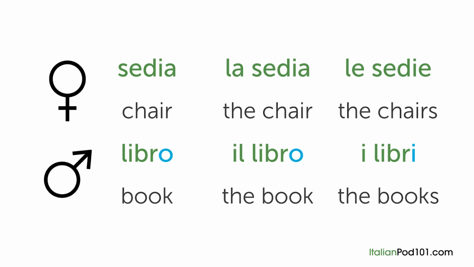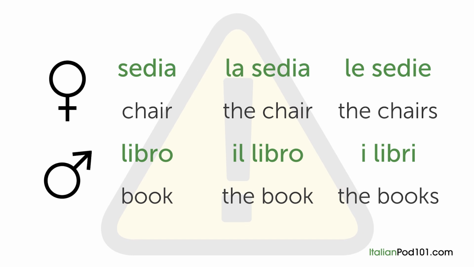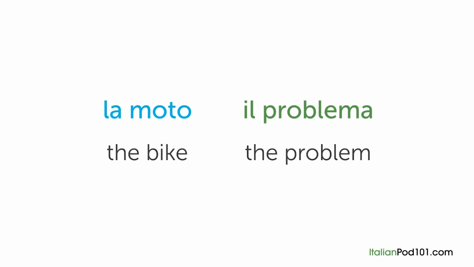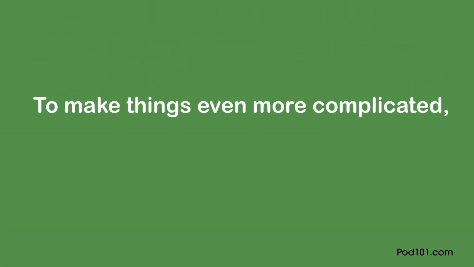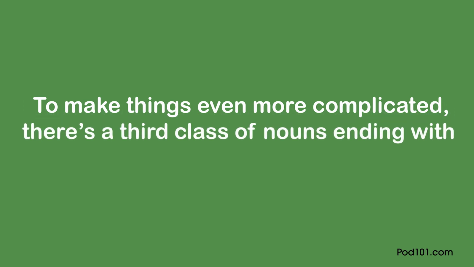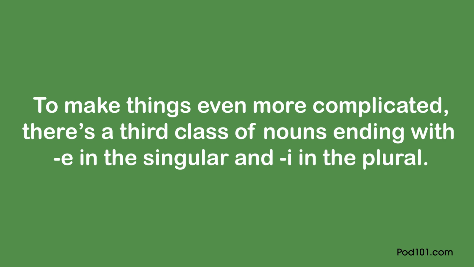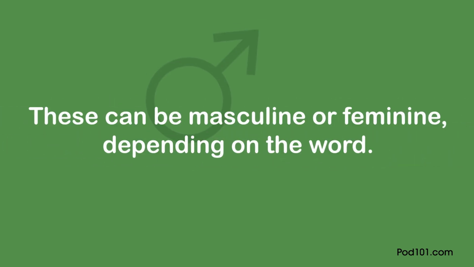The O/I for masculine and A/E for feminine rule doesn't always work though. Most of the time, but not always. There are some exceptions like la moto, meaning the bike, which is feminine, and il problema, meaning the problem, which is actually masculine. To make things even more complicated, there is a third class of nouns ending with E in the singular and I in the plural. These can be masculine or feminine depending on the word.